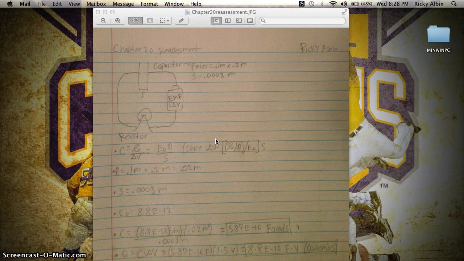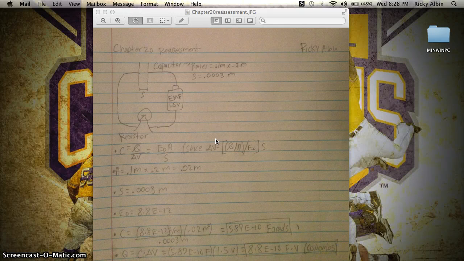So the first thing that we have is we know that the capacitor has plates that measure 0.1 meters by 0.2 meters, and the separation is 0.0003 meters. I could have written that in millimeters, but I just skipped that step to keep it easier.